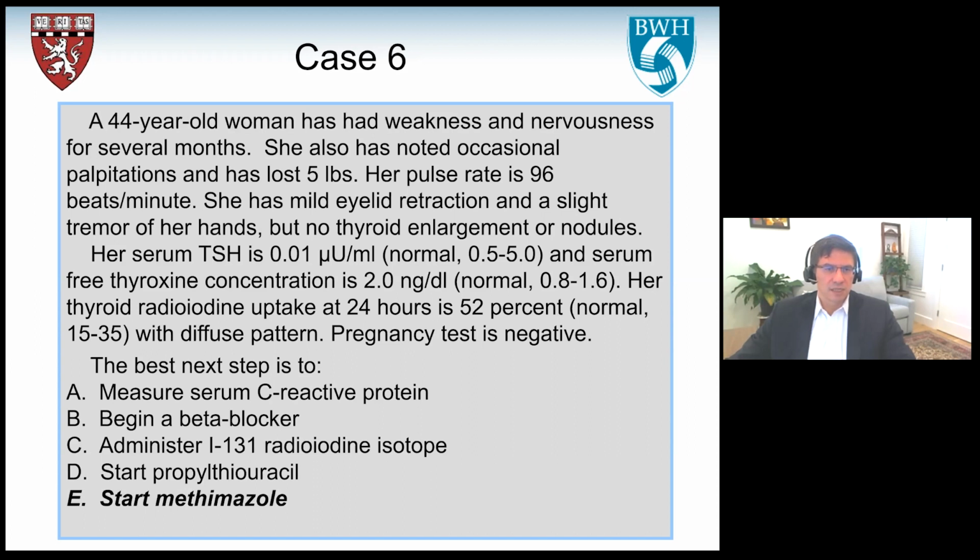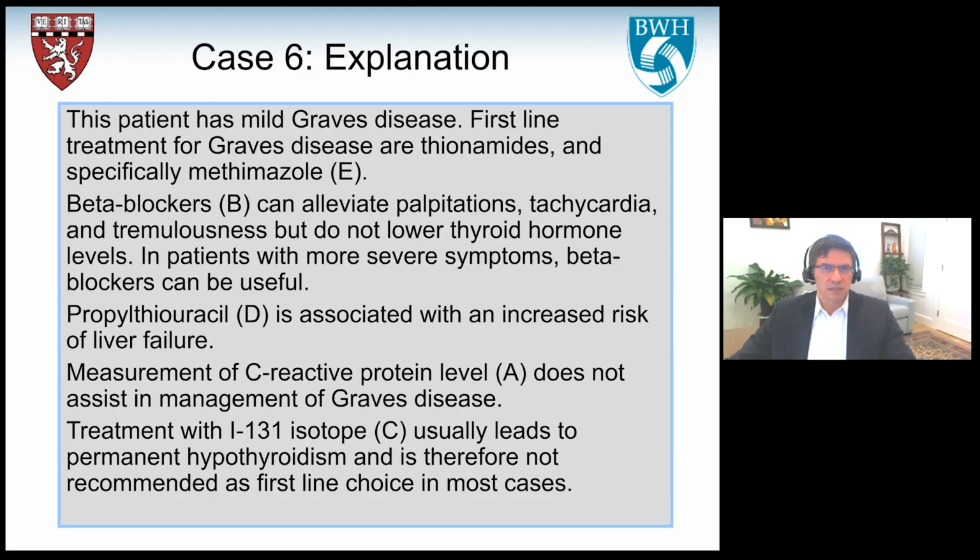The right answer is E. Start methimazole. This patient has mild Graves' disease. First-line treatment for Graves' disease are thionamides and specifically methimazole, or option E. Beta blockers can alleviate palpitations, tachycardia, and tremulousness, but do not lower thyroid hormone levels. In patients with more severe symptoms, beta blockers can be useful.